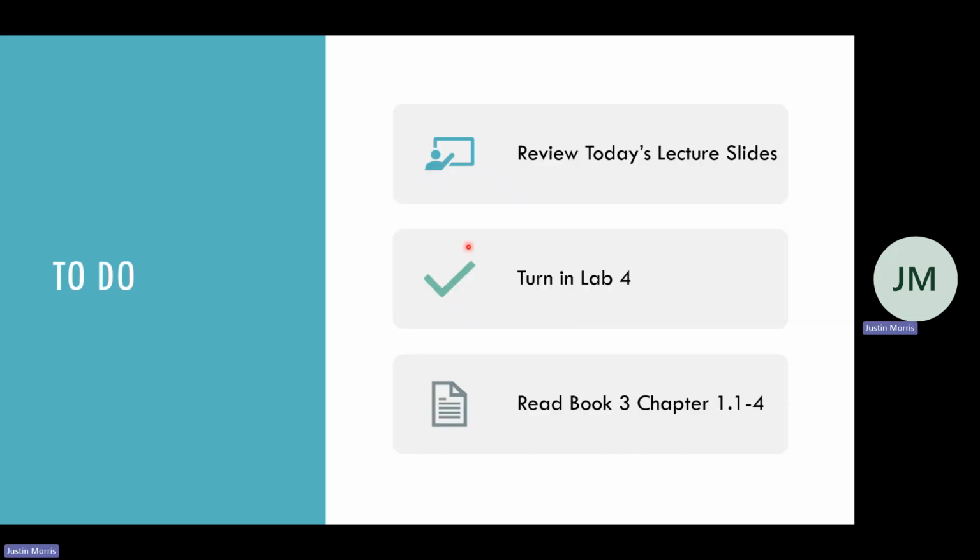So that is it for today. Do finish and turn in lab 4. Again, there is reading for Monday. Book 3, chapter 1.1 through 4, you'll read about finite state machines. Okay.